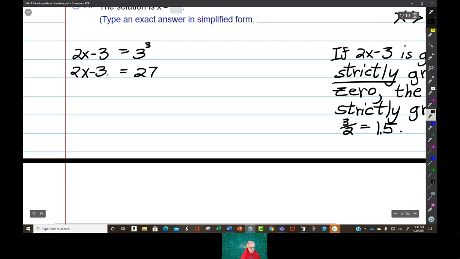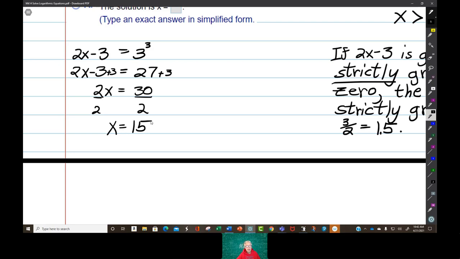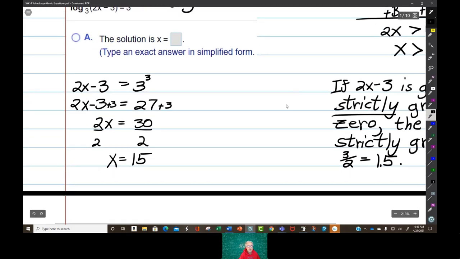And then I will add 3 to both sides, plus 3. Well, that's all right, I guess I didn't change colors. So 2x equals 30. Divide by 2 and divide by 2. You have x equals 15. Now, before I can say 15 is definitely the answer, I'd better check, is it greater than 1.5? Well, yes. Cool. So my answer can be 15. That's the way this works.